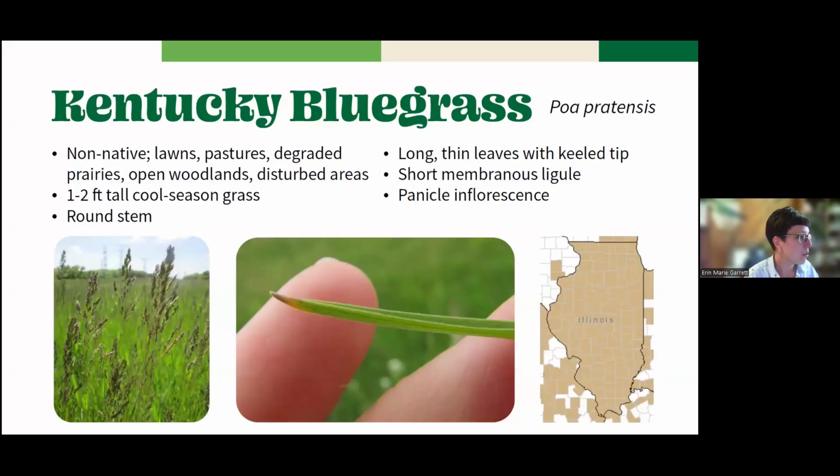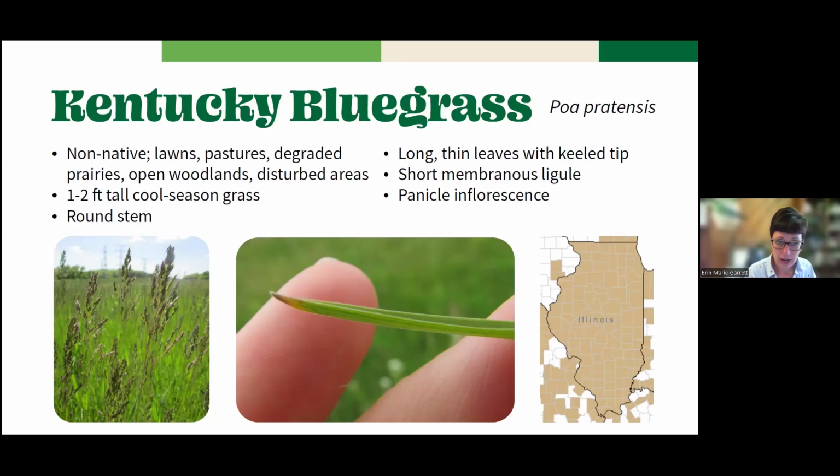Okay, we're going to move into the bluegrasses in the Poa genus. Okay, we're going to look at three. There are 18 in Illinois. They all kind of have a similar look, and we're going to look at two of the more common ones, and one that maybe we want to pay attention to because it's a little bit of a spreading one that we're finding now.